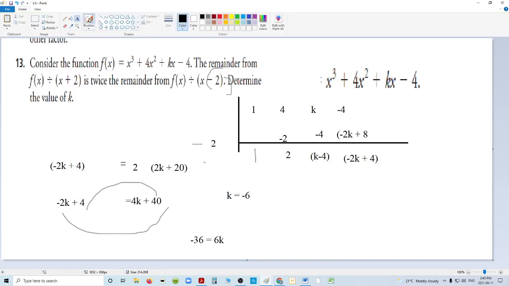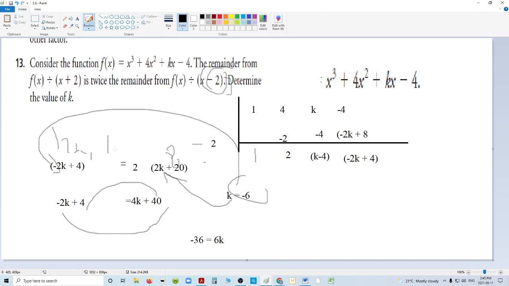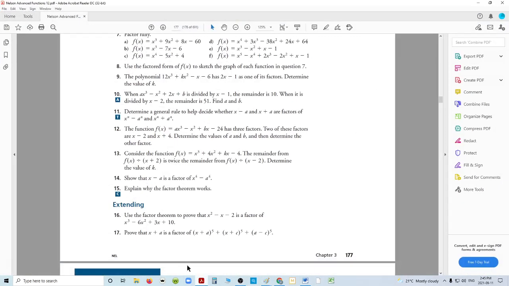So you could verify it, put the minus 6 in here, and take the remainder, whatever remainder you get. So let's just do it. If k is minus 6, then here we get minus 12 plus 20, which is 8, which means that this will come out as 16. If minus 6 is here, we get plus 12 plus 4, 16, which is 2 times 8. So that means that k over here is indeed minus 6. It's the same thing. They're just asking you to stretch your mind muscles.